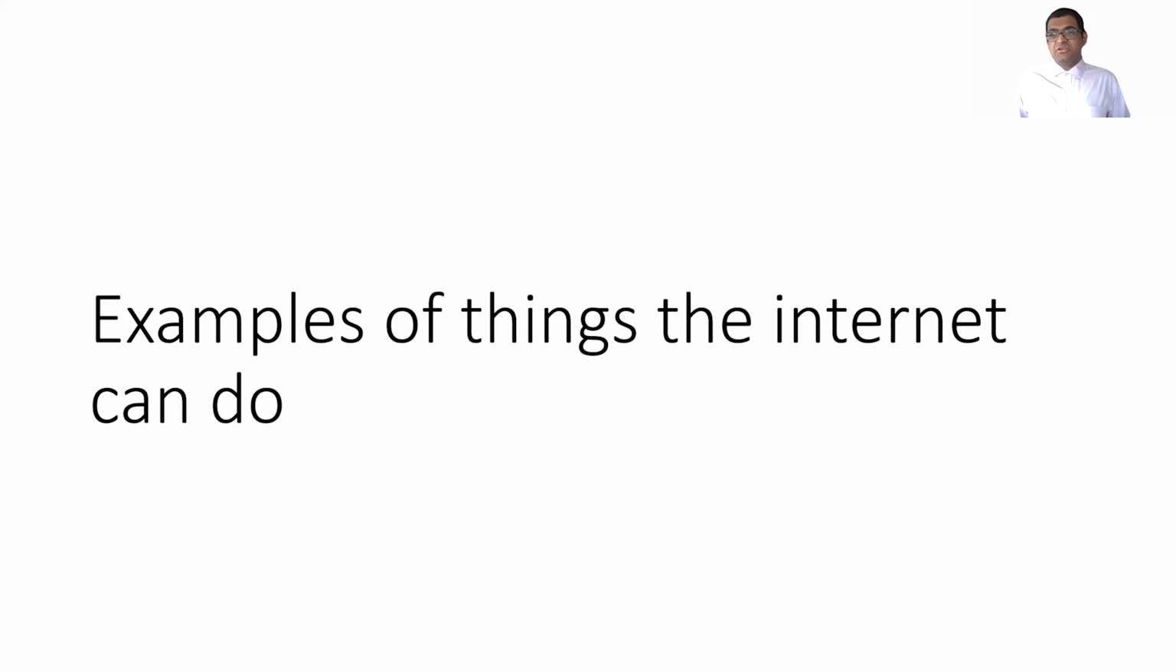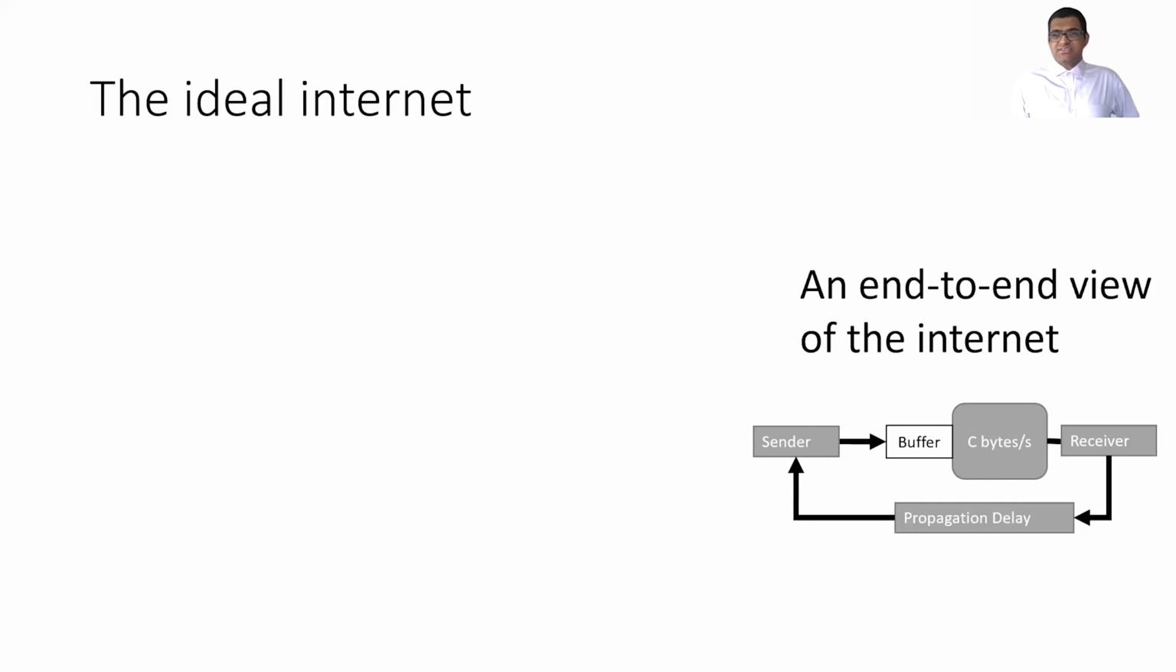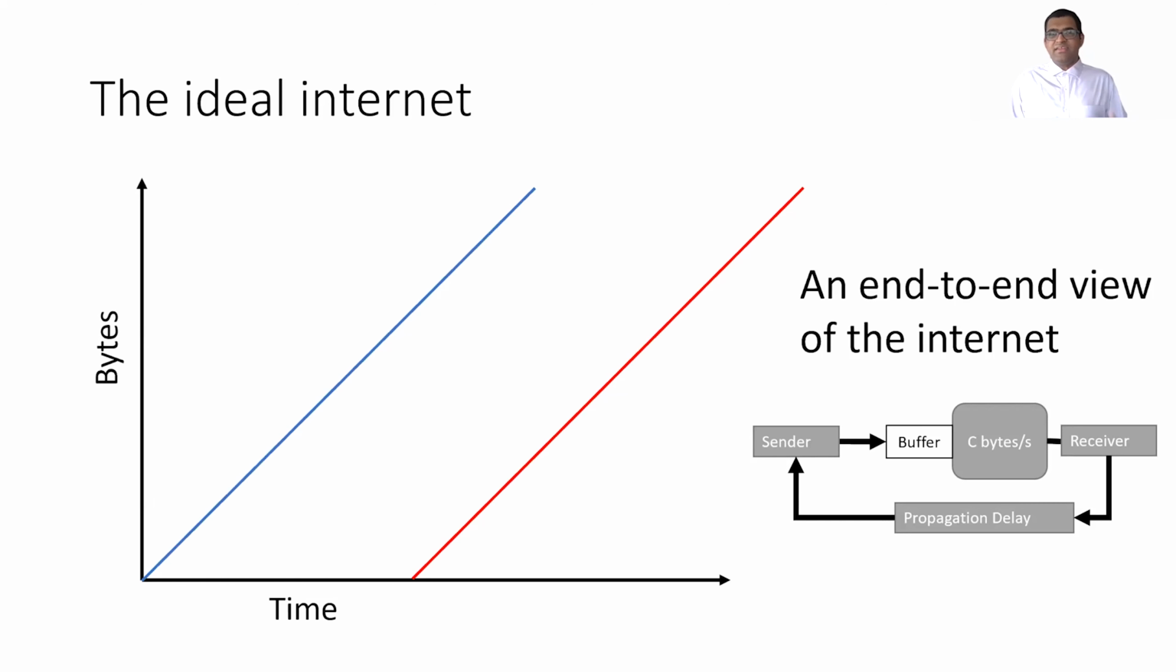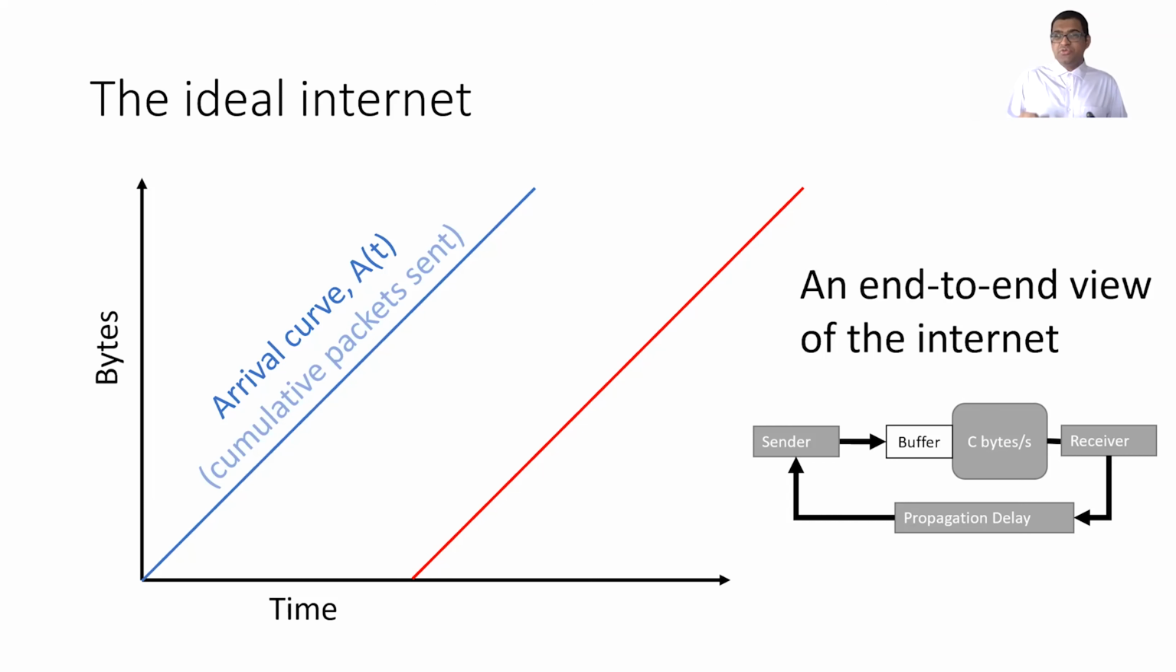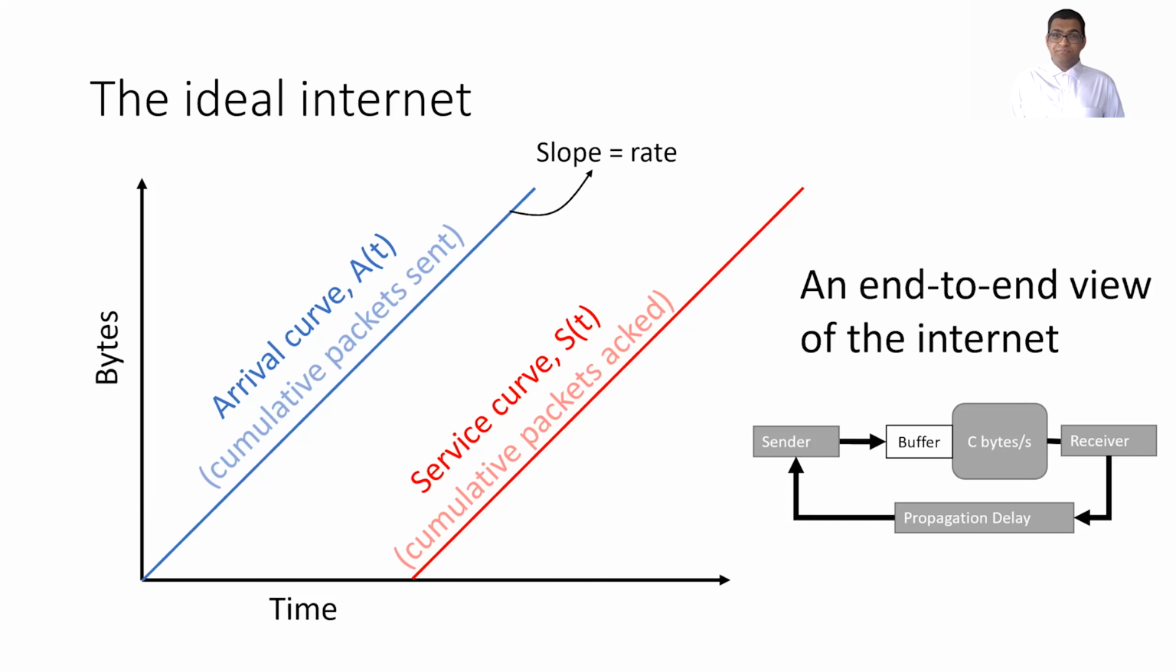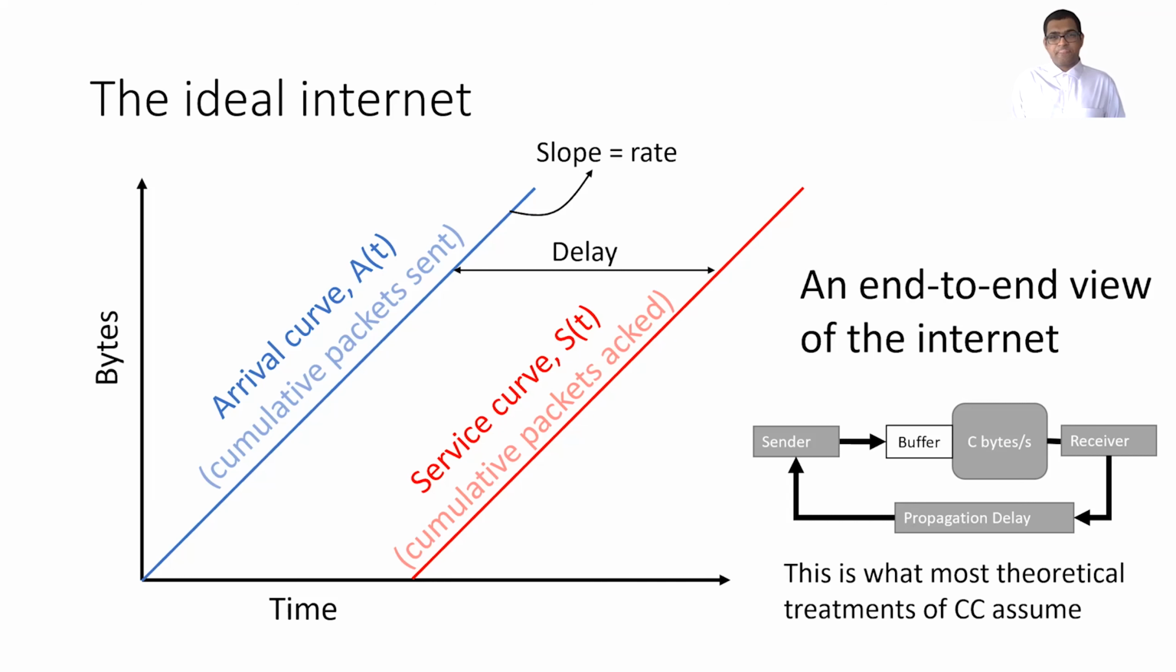We said that congestion control is hard because the internet can do a large set of things. What are some examples? First, this is the ideal view of the internet, where the sender and the receiver are connected by a single constant bitrate bottleneck link, and there's a fixed propagation delay. We can represent this graphically as shown here. The blue line is the arrival curve. This is the cumulative number of packets that have been sent. The slope of this curve is the rate at which packets are being sent. The red line is the service curve, and the gap between these two is the delay. And this is what most theoretical treatments of congestion control assume this internet looks like.